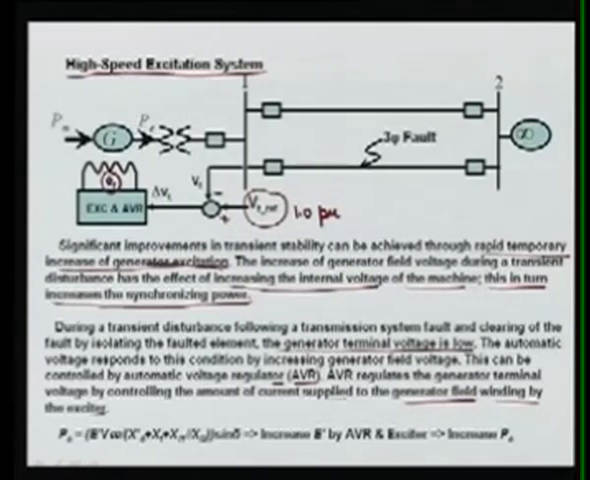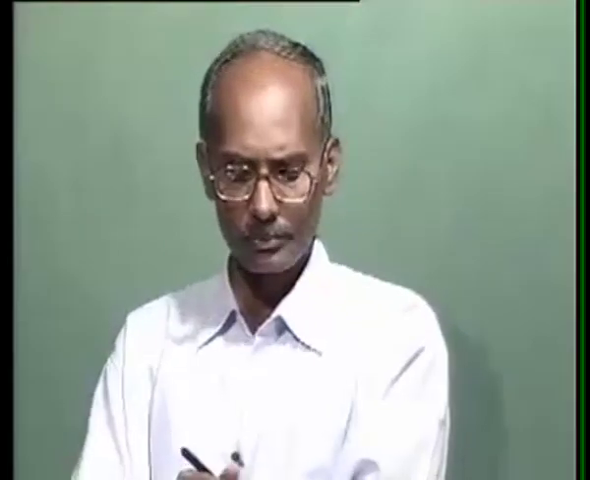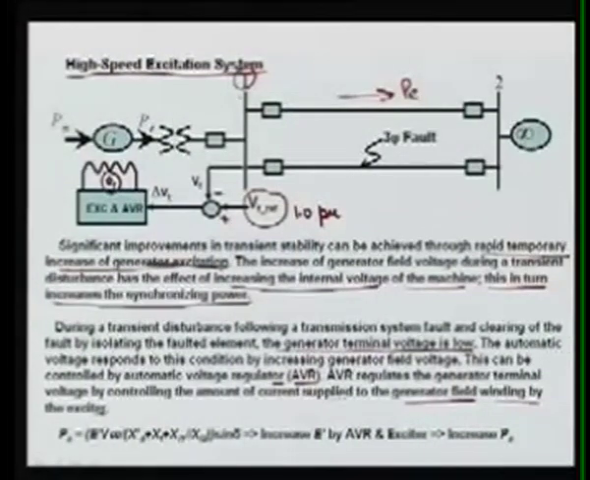This means that during the transient disturbance following a transmission line fault, once it is cleared by isolating the faulted element, the generator terminal voltage is very low. Why? Let's suppose this line is faulted and it is tripped. The power which is flowing here, this P, with X being more, this voltage is reduced because you are feeding the power, and due to the drop etc. So by changing this excitation, we can increase this voltage, and then we can improve the stability of the system.